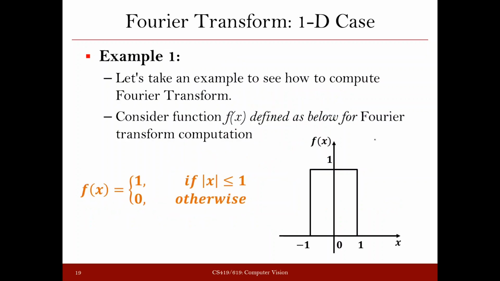Okay, let us see this example and try to understand the Fourier transform. So let's say your function f(x) is defined like this. f(x) is 1 when mod x is less than 1, or alternatively you can say that when x is between minus 1 and 1, the function f(x) has value 1. When you are outside this range, that means from minus infinity to minus 1 or from 1 to infinity, the value is 0. So this function has value 1 when x is between minus 1 and 1, otherwise it is 0.